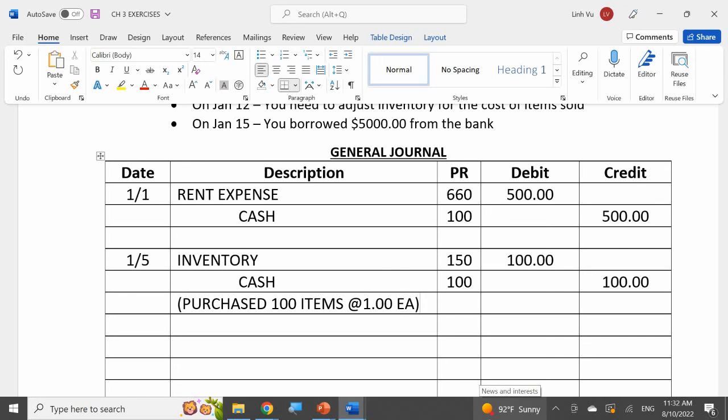Yes. Is there an easy way to remember debit or credit? Yes, your accounting model. Wait, are you talking about like where to debit your account or where to credit your account? Yeah. Your accounting model.